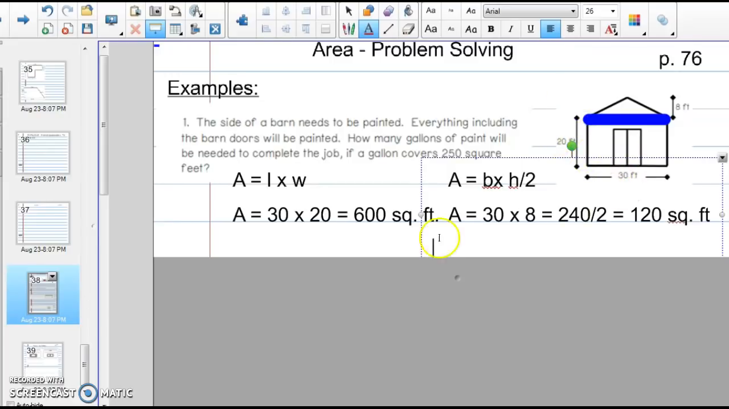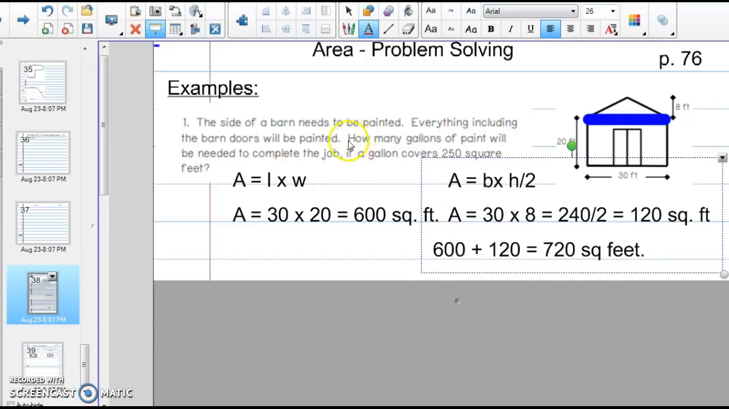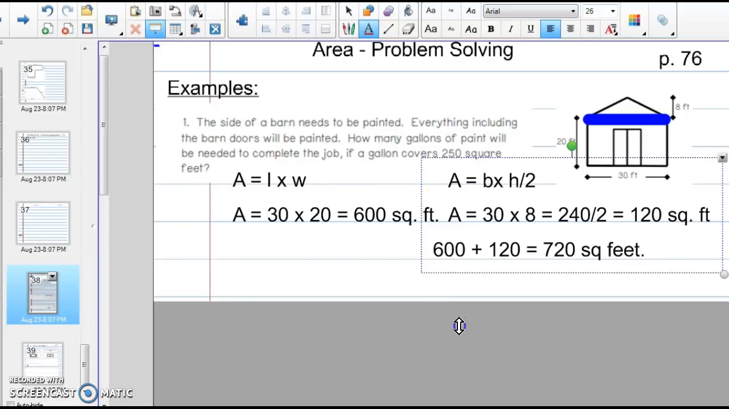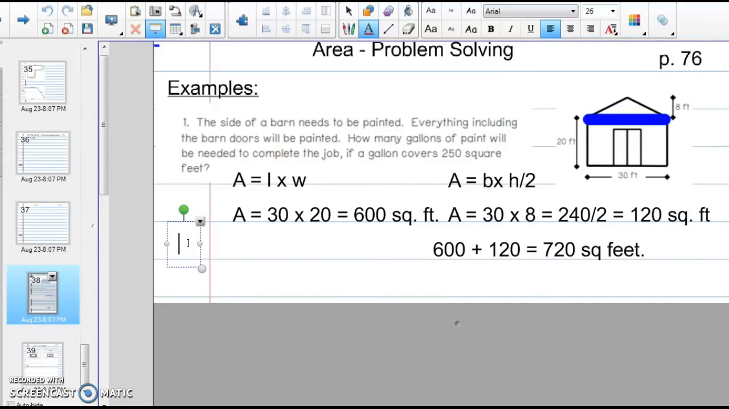So since the barn is made of both the rectangle and the triangle, we're going to add 600 plus 120, which means the whole area of that side of the barn is 720 square feet. Now let's go back to our question. What we need to find out is how many gallons of paint will we have to buy if 1 gallon covers 250 square feet. Well, we need to cover 720 square feet. So let's use mental math as much as we can.